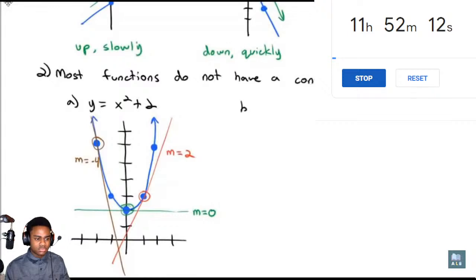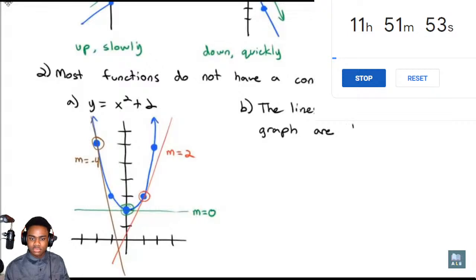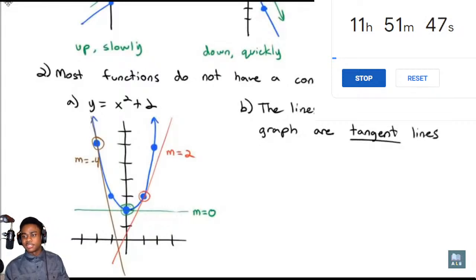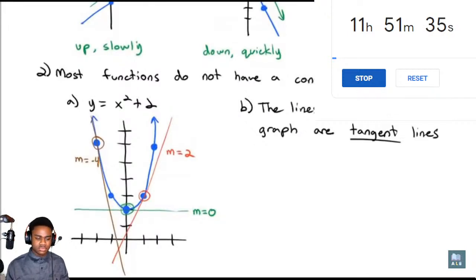I've already hinted at this, but the lines that touch the graph are what we're going to call tangent lines, where they touch the graph in one point and then go off into the distance. So the question we're going to attempt to find out is, what is the slope of these tangent lines?